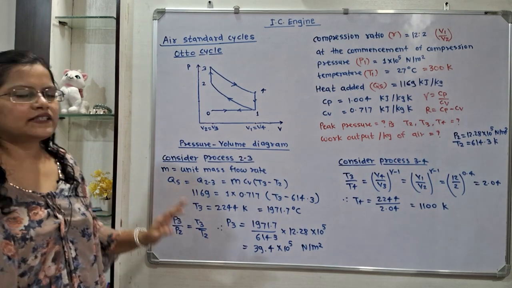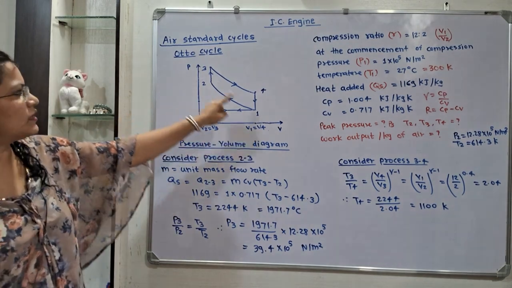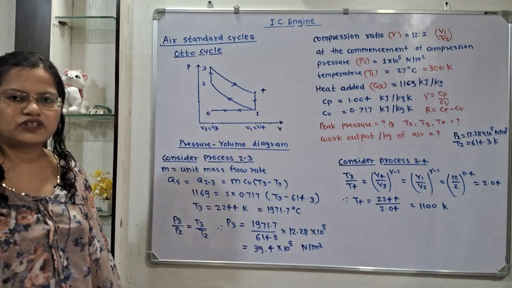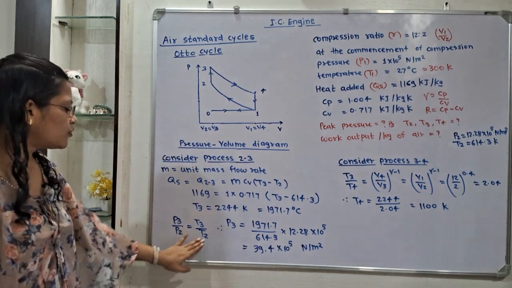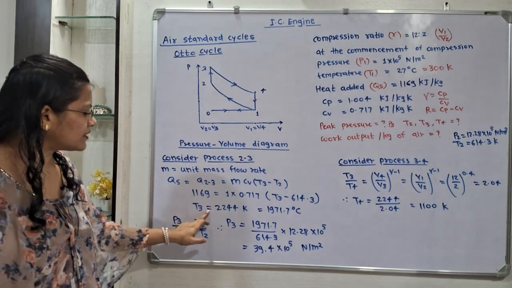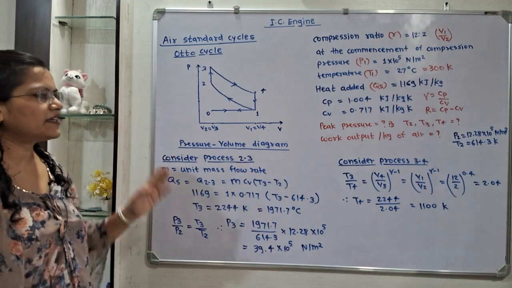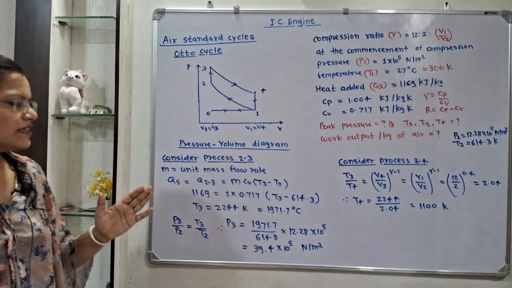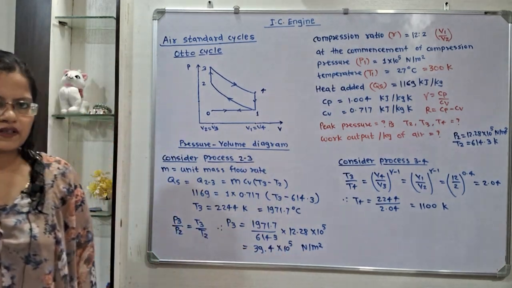Now from this T3 we can calculate the peak pressure, because peak pressure we have to calculate, that is P3. So what is the relation between pressure and temperature? P3 by P2 is equal to T3 by T2. So we will put all the values. T3 value is known, T2 value is known. We have to take these values in Kelvin, and P2 we have calculated in Newton per meter square. So P3 is equal to, we will take the same unit as the P2, 39.4 into 10 raised to 5 Newton per meter square.